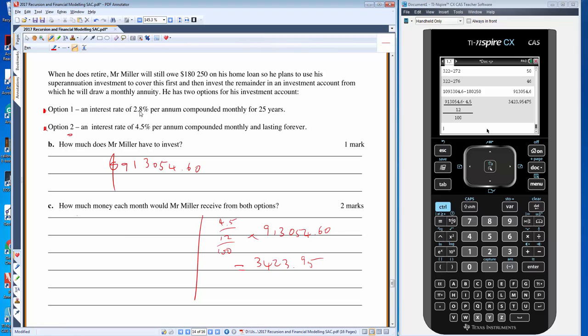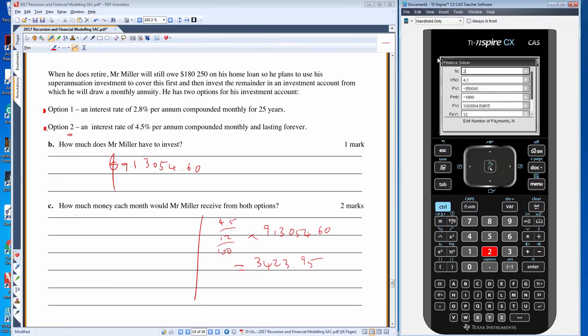Okay, this one here, interest rate of 2.8% per annum, compounding monthly for 25 years. I'd go financial solver on this one. Okay, so we've got 25 lots of 12 at 4.5% per annum. I'm handing over an investment of 913,054.60, so I'm giving that to the bank. I'm interested in the payments, and it is an annuity. Basically I'm going to be pulling money out of it, and it's going to last for 25 years. So my payments will be, that seems too high as well. Let's see, 913,054.6 at 2.8. I've written the wrong interest rate. Okay, and that was 4235.43. Okay, so 1 mark for that, 1 mark for that.